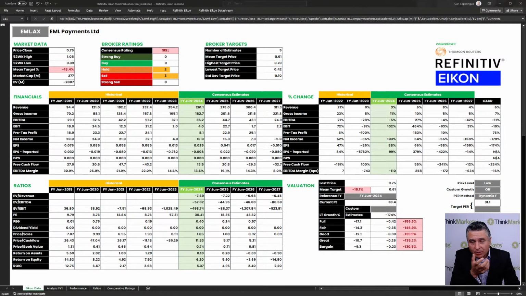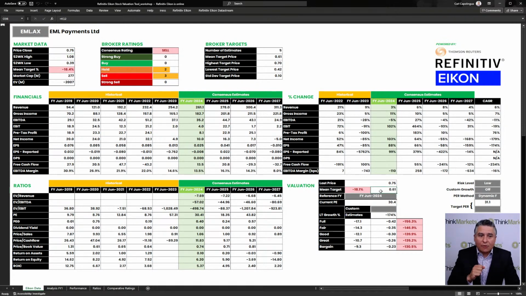What's the current price here? We talked about it. We're up near $1, aren't we now? So if it was overvalued yesterday by 18%, it's way more overvalued now, according to these brokers, who are at a sell. I don't think I've ever seen that in the history of these webinars. I don't think we've seen a consensus sell.